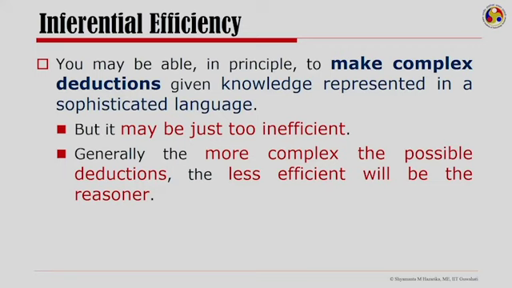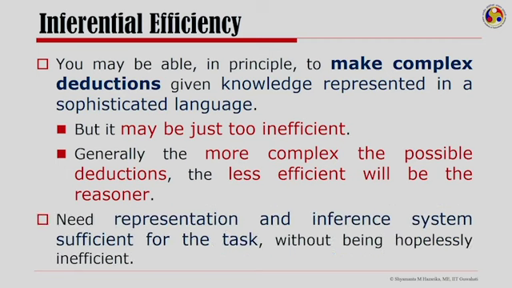Next requirement is about inferential efficiency. I should be able to make, in principle, complex deductions given the knowledge represented in a sophisticated language. Now, the more complex the possible deductions are, the less efficient will be the reasoner. But then I must have the ability to make complex deductions. So, we need representation and inference systems which are sufficient for the task without being hopelessly inefficient.